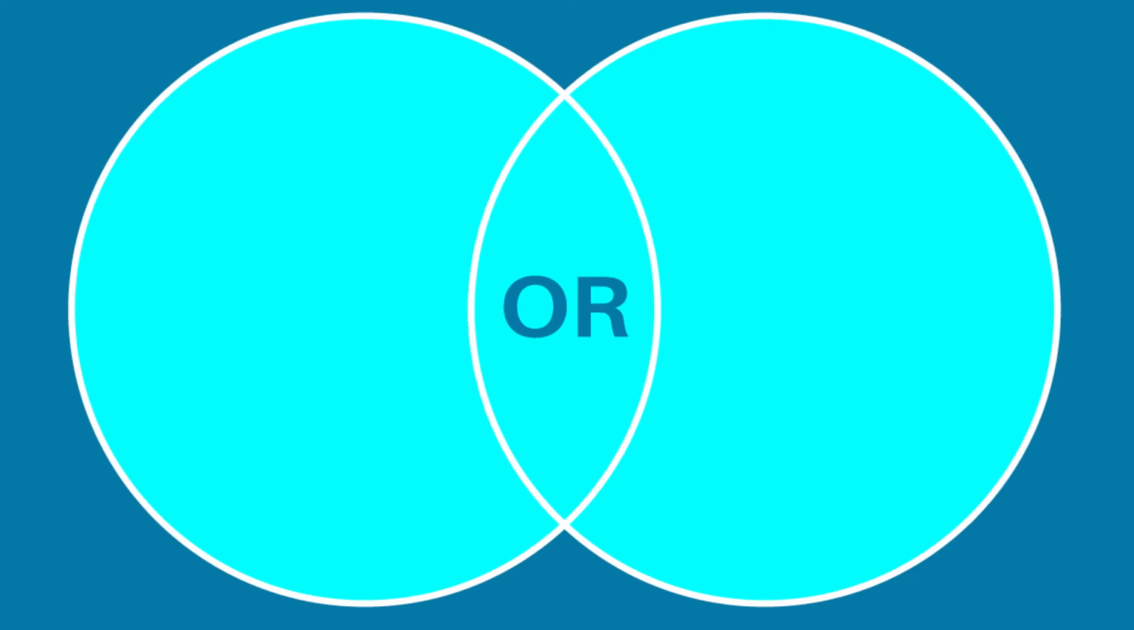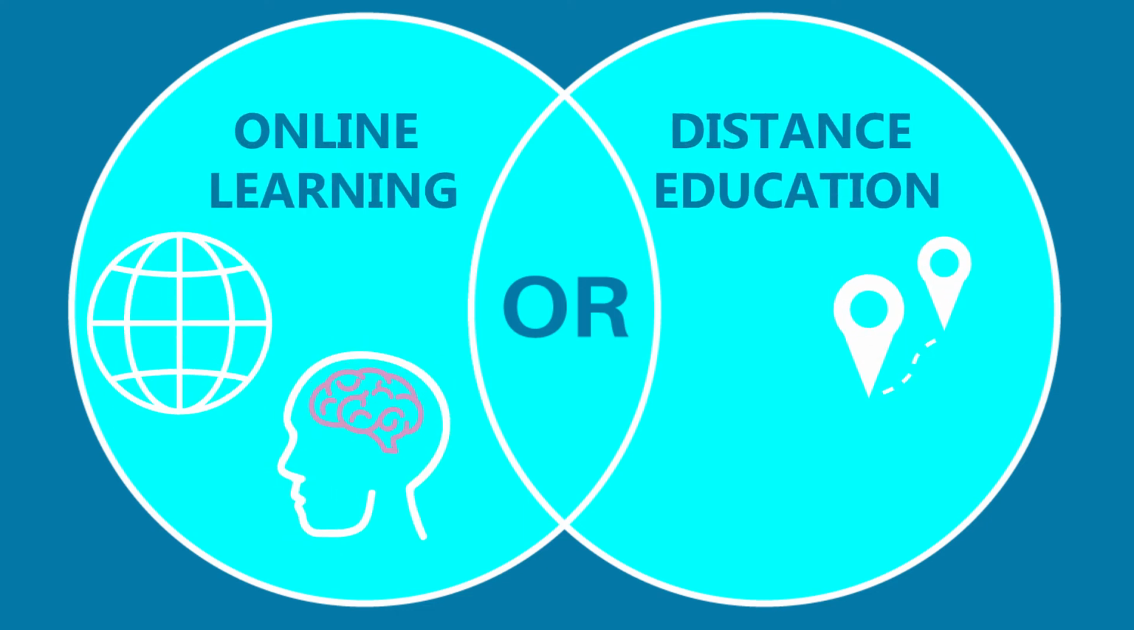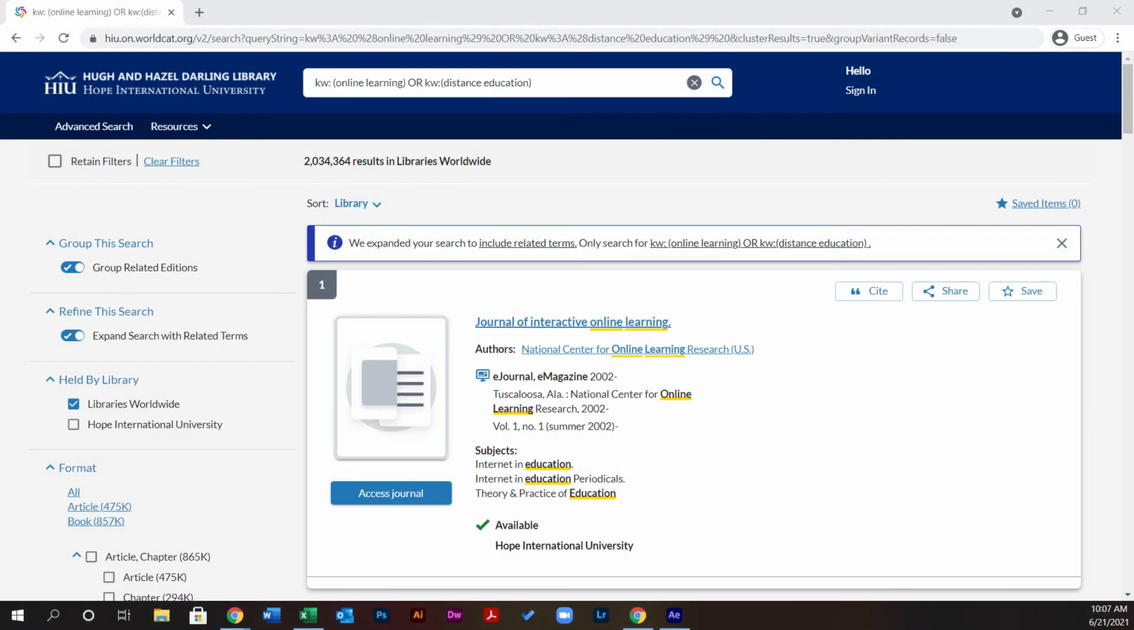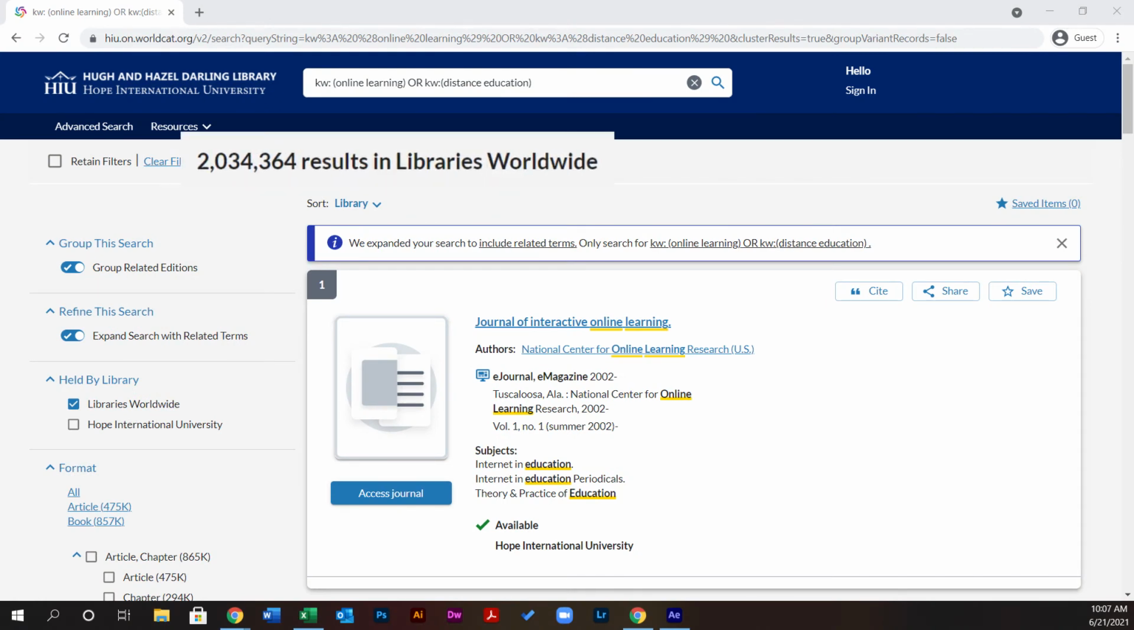The OR operator becomes useful when you want to broaden your search to include synonyms for your keywords. For example, I can search for online learning or distance education. Notice how using the OR operator in this example has greatly increased the amount of search results.